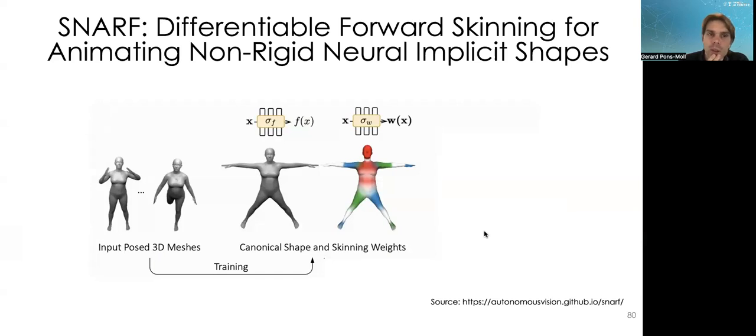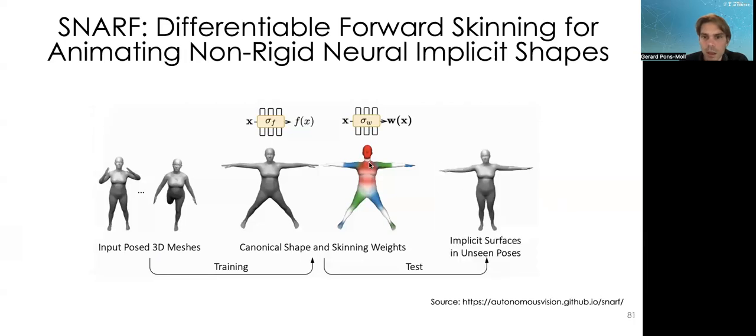So this model, which is called SNARF, differentiable forward skinning for animating non-rigid neural implicit shapes, learns a canonical shape with this network sigma f, and it learns the skinning weights in the canonic space, not in the pose space. It learns the skinning weights, and this is the key, with another network, sigma w. The goal is to learn these networks sigma w and sigma f in order to produce these implicit surfaces for unseen poses.